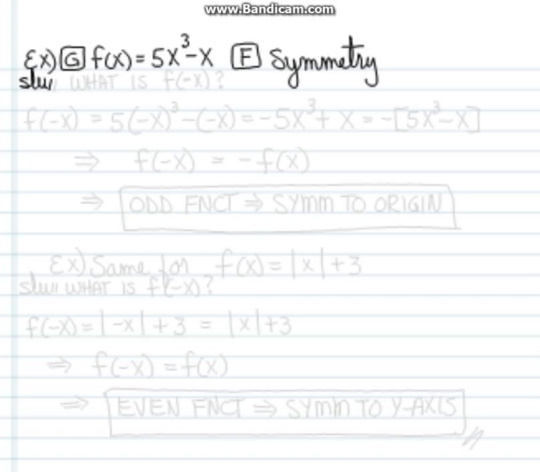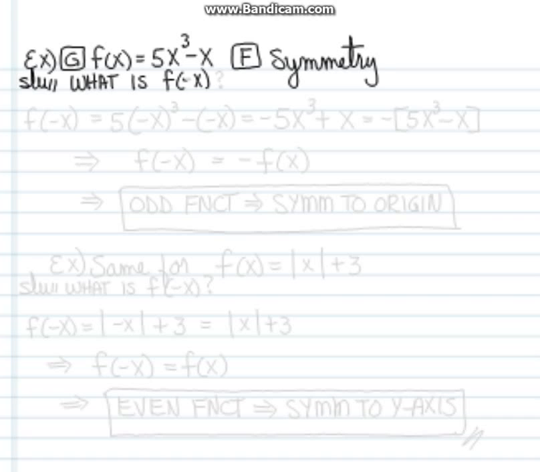Given the function f of x equals 5x cubed minus x, find the symmetry of the function. Well, to answer this question, I have to know what f of negative x equals. If it equals f of x, it's symmetric with respect to the y-axis, and it's an even function. If it equals negative f of x, it's symmetric with respect to the origin, (0, 0), and it's an odd function. So let's evaluate f of negative x to answer the question.